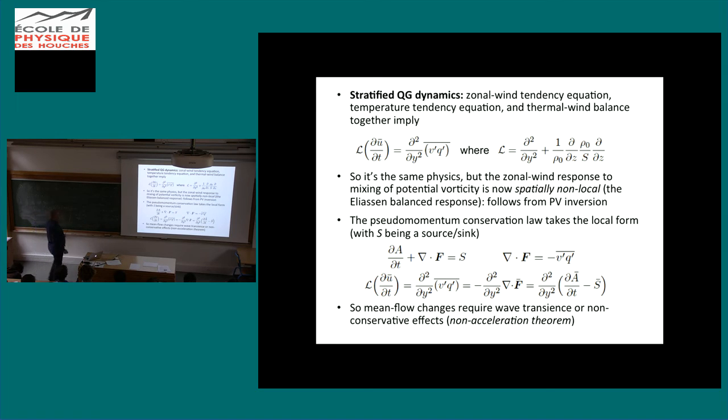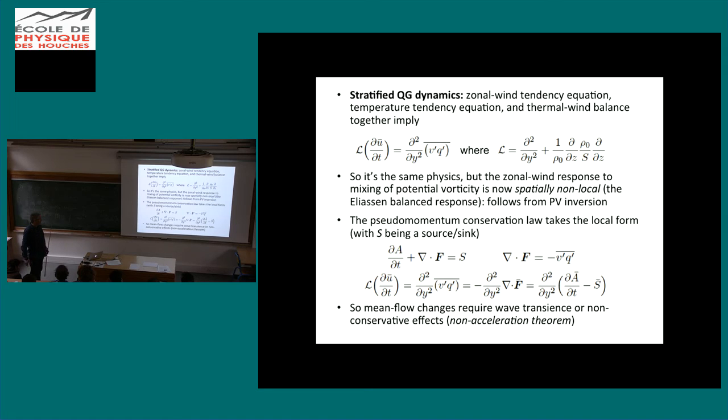So you can write the conservation law. Pseudo momentum is conserved, but here I was talking about integral relationships, but it has a local form, and you can write it this way with a del dot F, a divergence of a flux, and that in this case is just this quantity here.